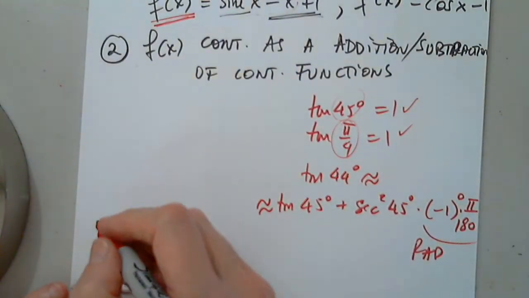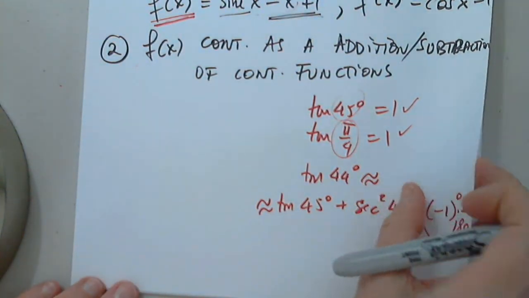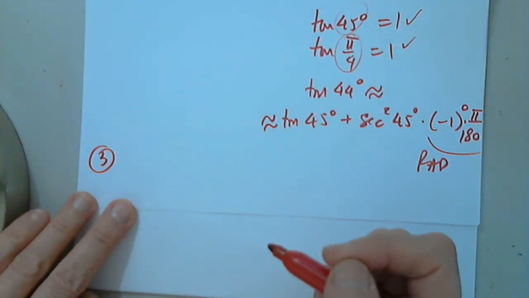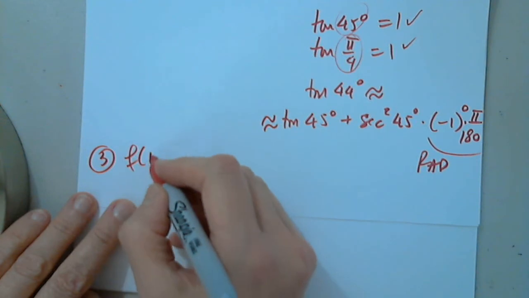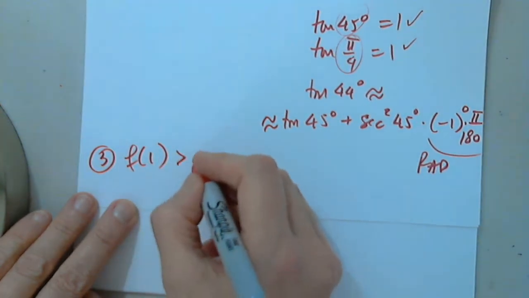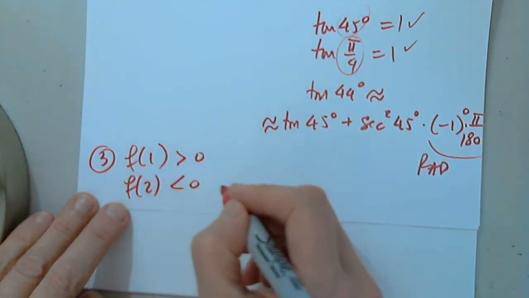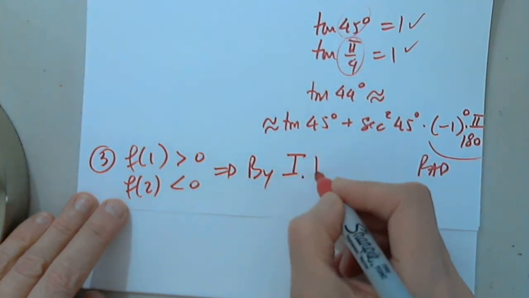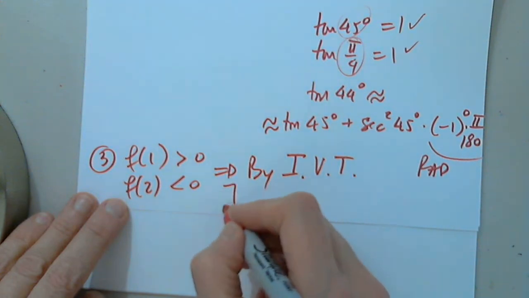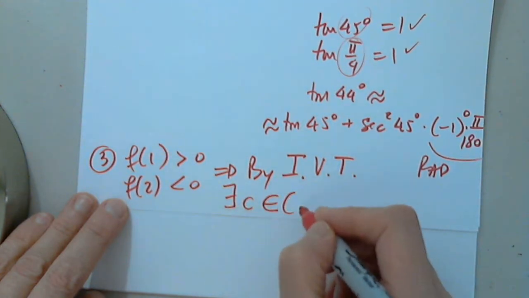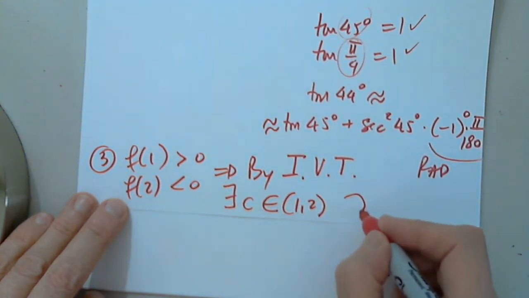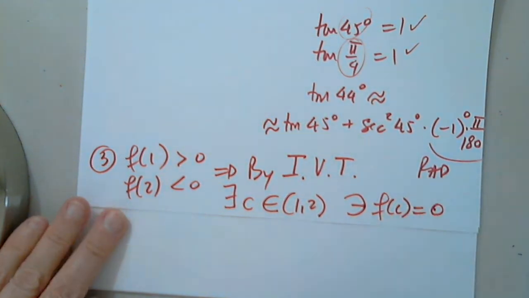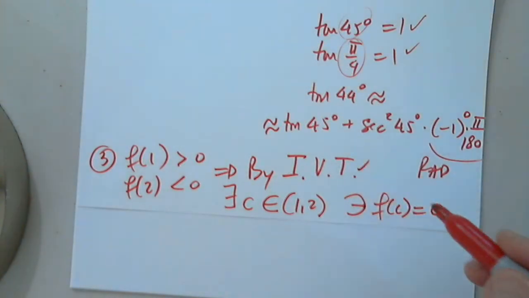So I will say here, f of 1 is positive, f of 2 is negative. Then, by the intermediate value theorem, there exists a c in the open interval 1, 2 such that f of c is 0. This is guaranteed by IVT.